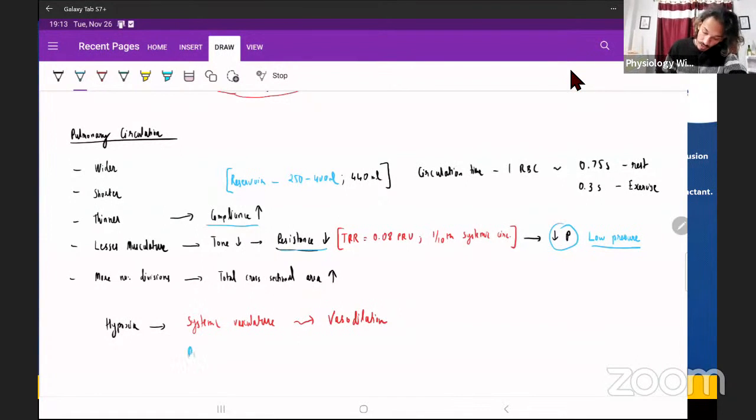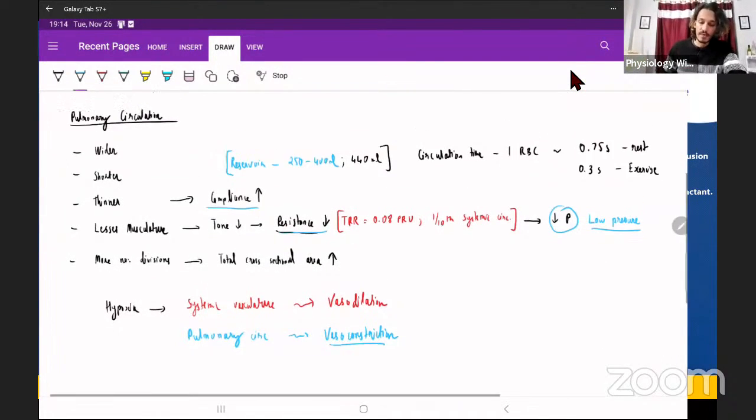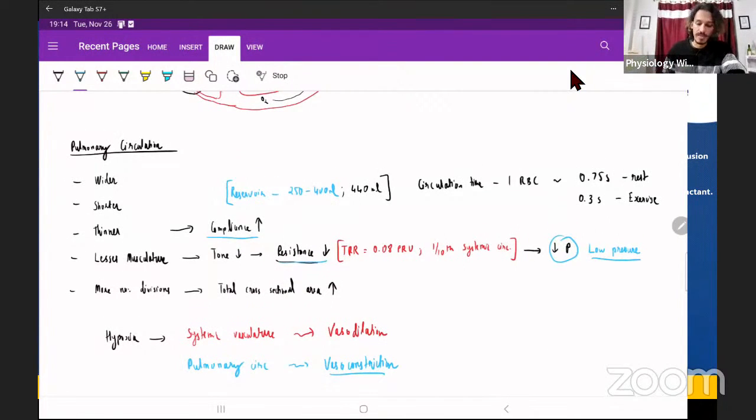Instead, in your pulmonary circulation, you'll see a vasoconstriction. Okay, this is because of some potassium dependent channels which are acting, oxygen dependent potassium channels which are acting. Exact cause is still not known, but it is one of the postulated mechanisms. Okay, so these are all the different points of your pulmonary circulation.